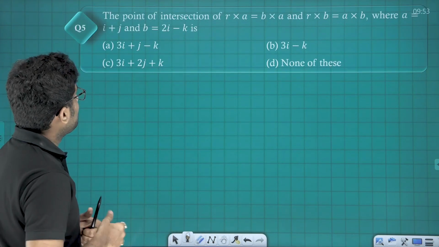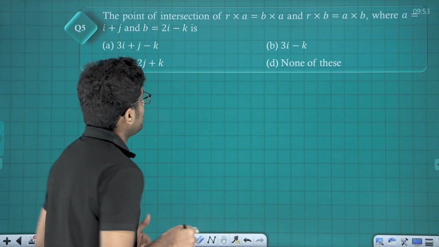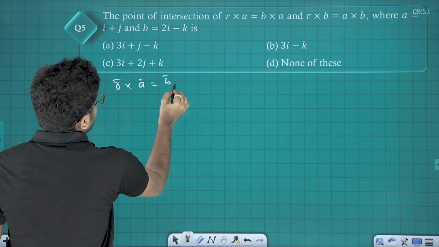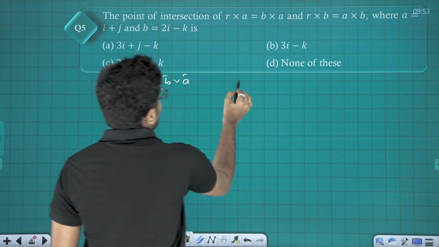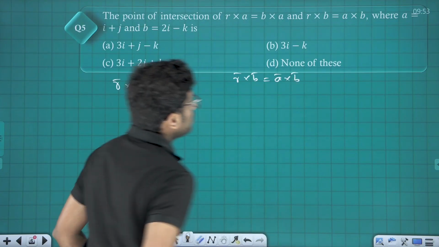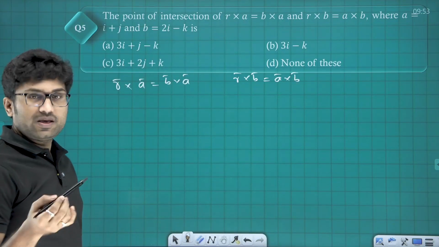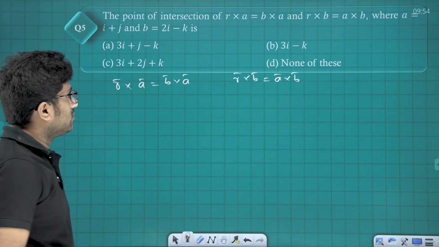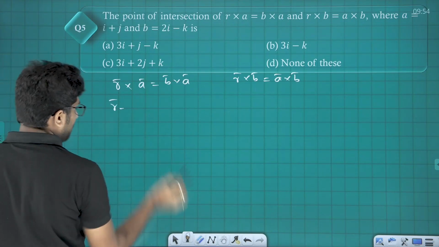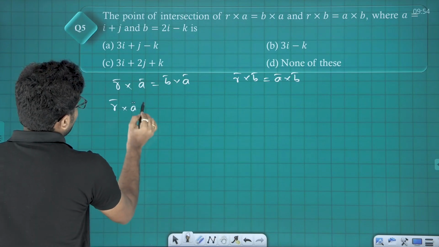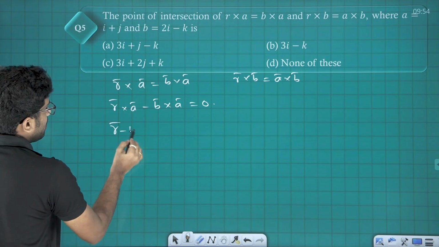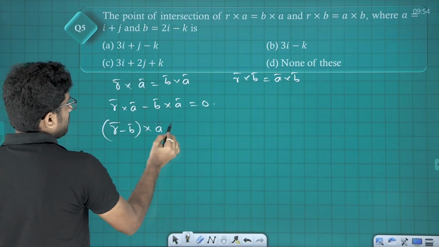Next question. The point of intersection of r bar cross a bar is equal to b bar cross a bar, and r bar cross b bar is equal to a bar cross b bar, where a bar and b bar are given. They are asking us to find r bar. See this, friends. Now r bar cross a bar minus b bar cross a bar is equal to 0. So from here we can write r bar minus b bar cross a bar is equal to 0.